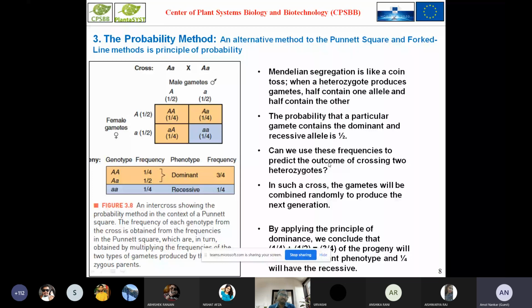Basically, once we get these genotypes and then the phenotypes, we can use the dominance hypothesis, and that can allow us to see whether we can predict our outcome of genotype. So this is about different methods to predict outcomes. Is there any question on this?